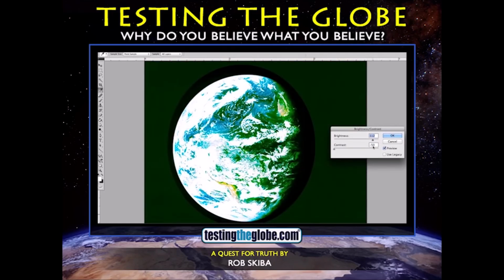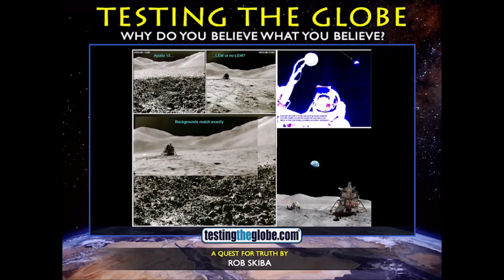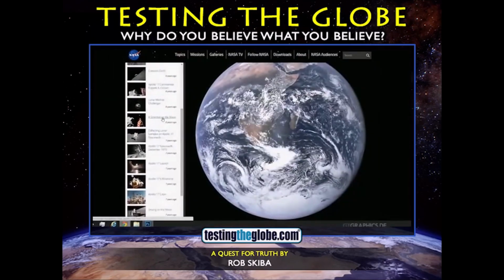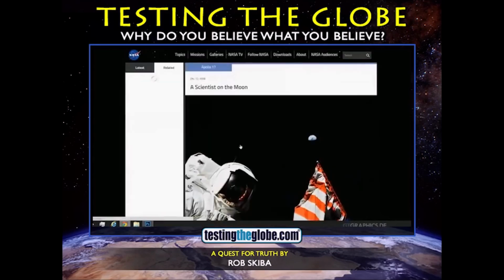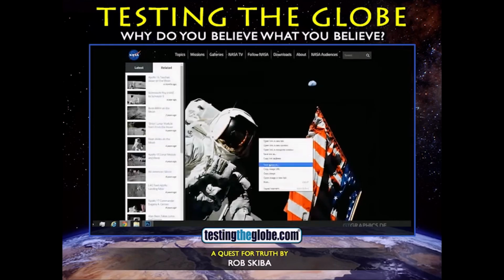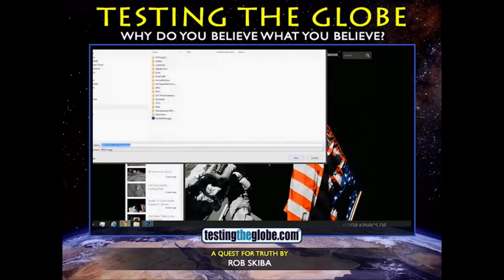Strange masks and rectangular boxes around the Earth. I even found one on the Apollo 17 mission itself, right here on the NASA website, Scientists on the Moon. Click on this picture right here. Supposedly the same mission, same guys that took the picture, the most famous picture of our Earth. I'm going to do save image as, and let's call it Apollo Moon 17.